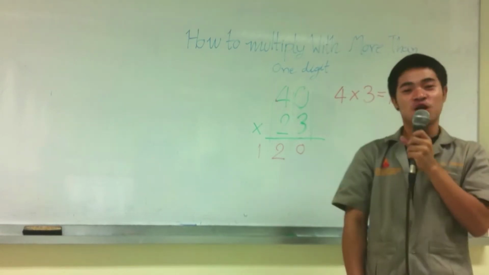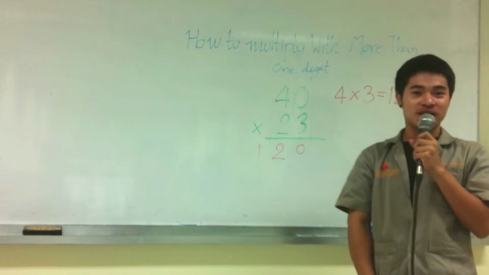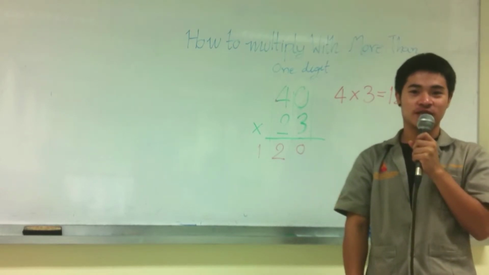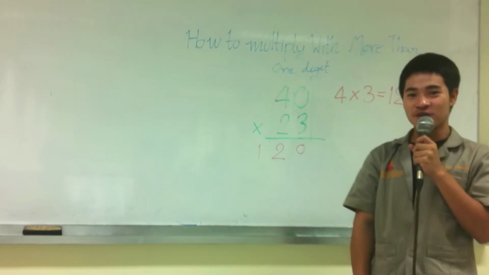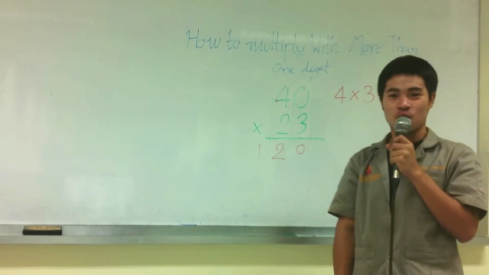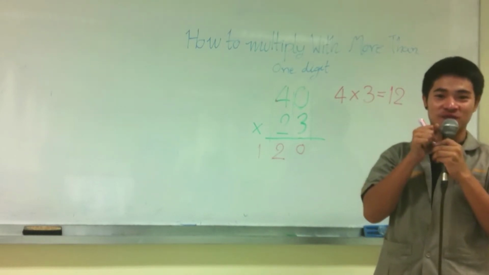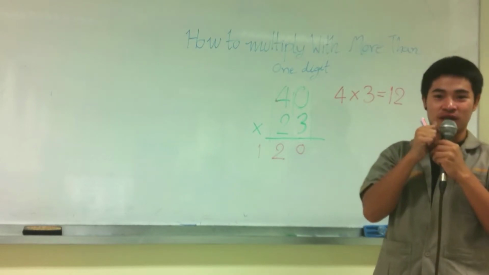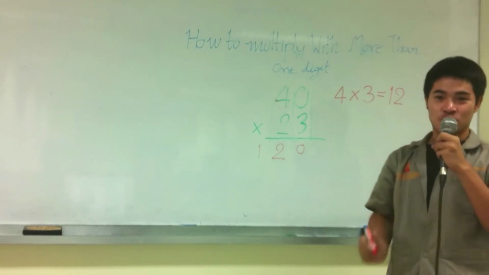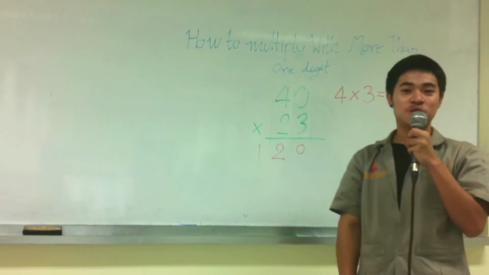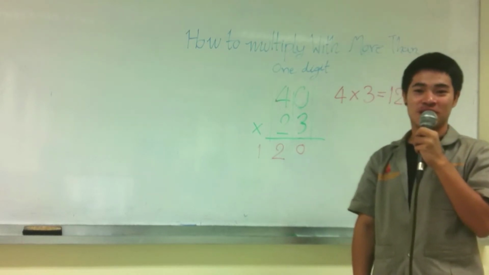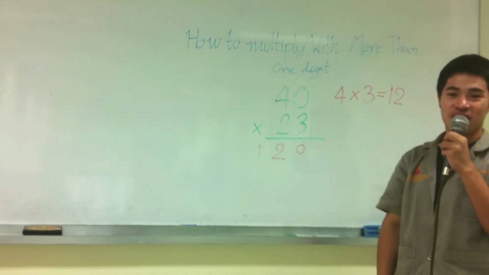The fourth step, multiply with the next digit in the bottom number. Before you look at the next digit, write a zero directly under the zero in 120. The reason you do this is to move your value place over and keep the digits in line.